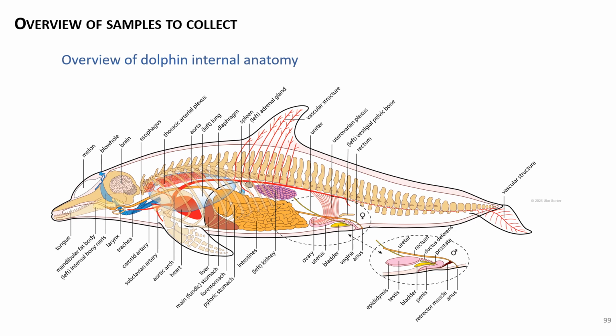the rectum. And now let's talk about the tongue, the mandibular fat body, the larynx, the trachea, the carotid artery, the subclavian artery, the aortic arch, the heart, the liver, the main stomach, the forestomach, and the pyloric stomach, the intestine, the kidneys, the ovary, the uterus, the bladder, the vagina, the anus, and then the ureter, the rectum, the ductus deferens, and the prostate in the case of males, the epididymis, the testis, the bladder, the penis, and the retractor muscle, and then the anus. And then in the tail, we're going to find the vascular structure.